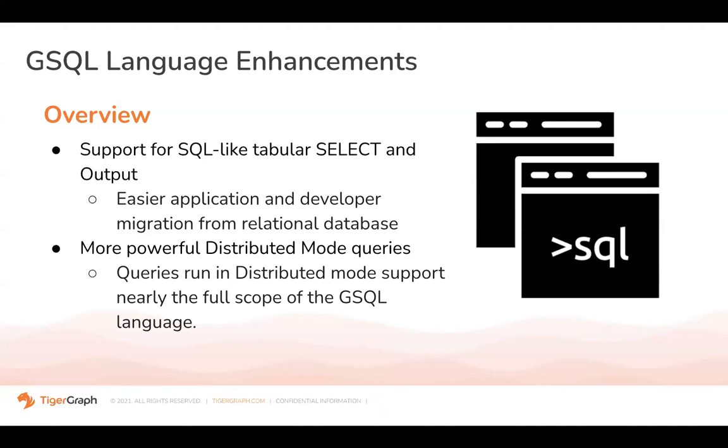And in 3.1, we have pretty much completely covered nearly the full scope of the GSQL language in distributed mode. So if you are an application developer, you don't have to worry about whether a query would work in non-distributed versus distributed. If you go from non-distributed to distributed, you don't have to rewrite the queries. So that's a big win.